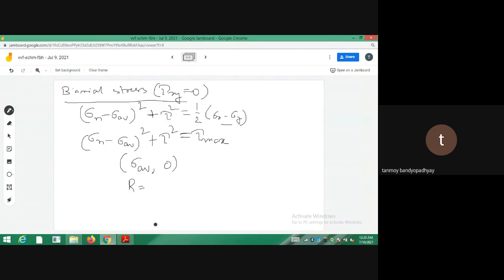And what is the radius of the Mohr circle? Radius of the Mohr circle is tau max or half of sigma x minus sigma y. Either you can say tau max. It will be tau max squared, exactly. Okay, so let me draw the Mohr circle for you.